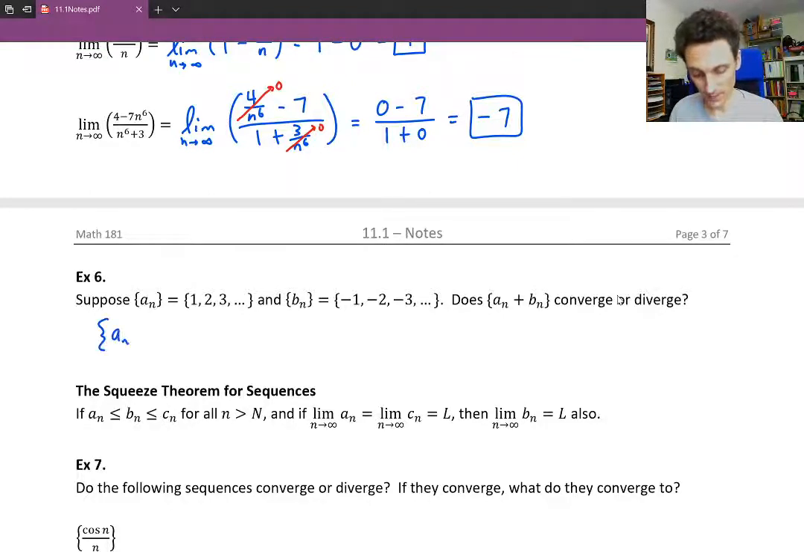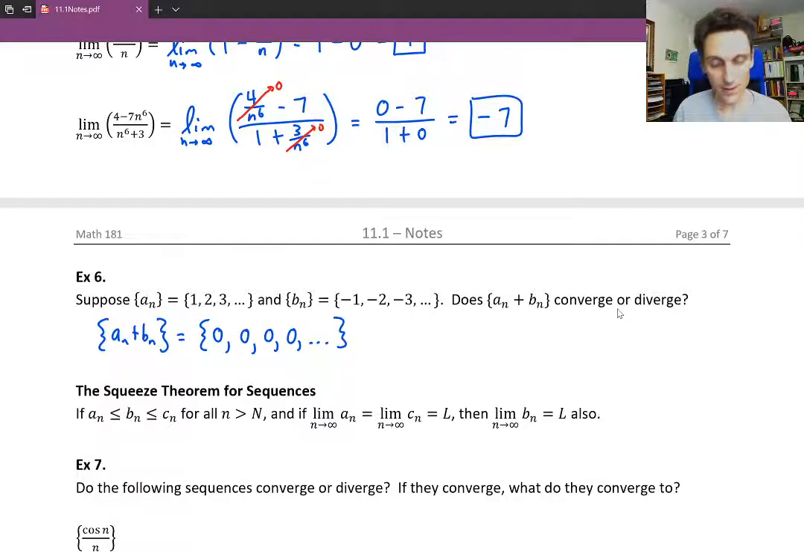Let me write out these terms as we say them. So the terms of a sub n plus b sub n would be, well, the first term would be 1 plus -1, which is 0. The second term would be 2 plus -2, which is 0. The third term would be 3 plus -3, which would be 0. And if the pattern continues, we would continue to get 0 on out to infinity.